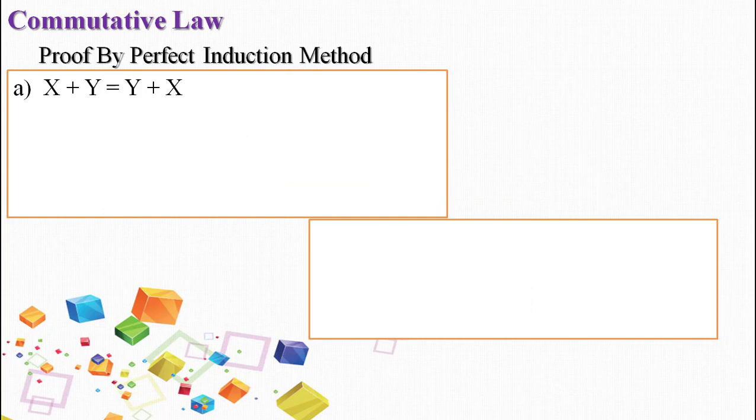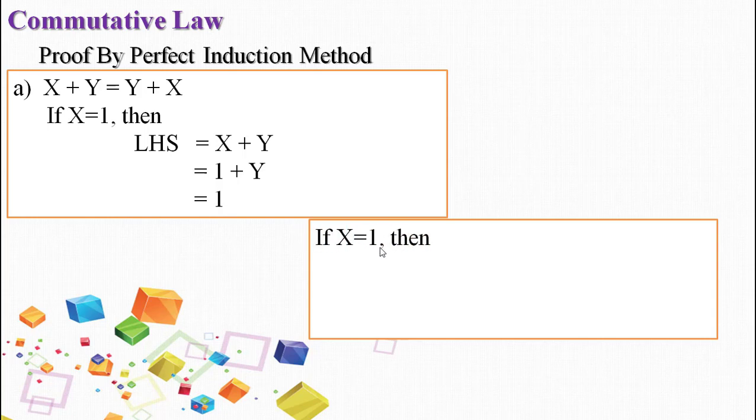So now let us take the value of the left hand side and right hand side with x being 1. Assuming x is equal to 1, we take the left hand side, which is x plus y. Substitute the value of x being 1, so 1 plus y. Anything added with 1 is always 1. Now take the right hand side part, y plus x. Substitute the value, y plus 1 is equal to 1.